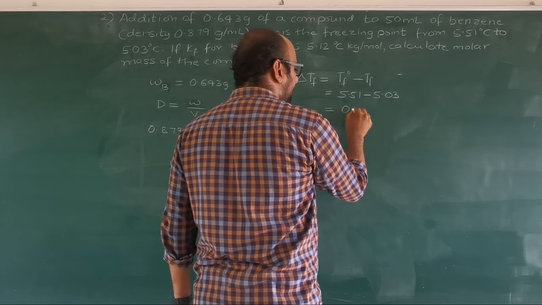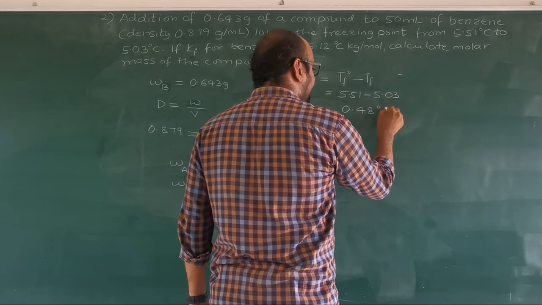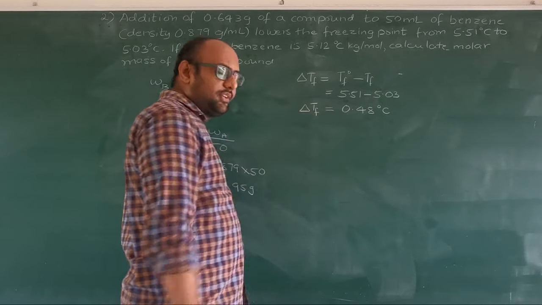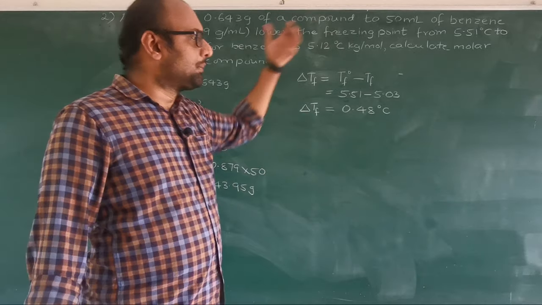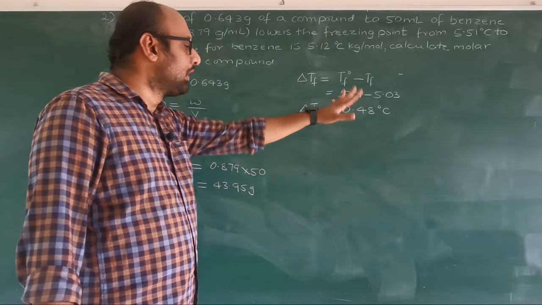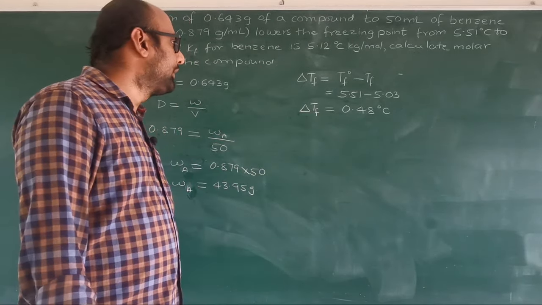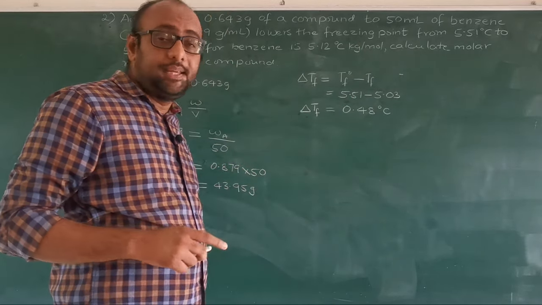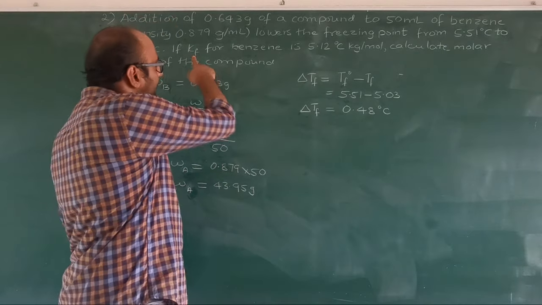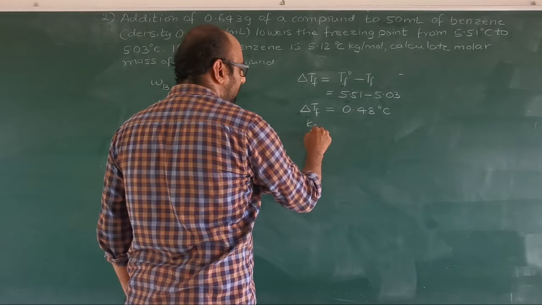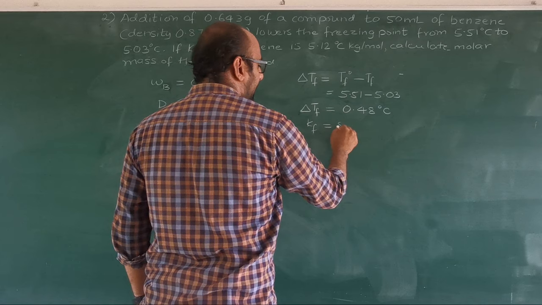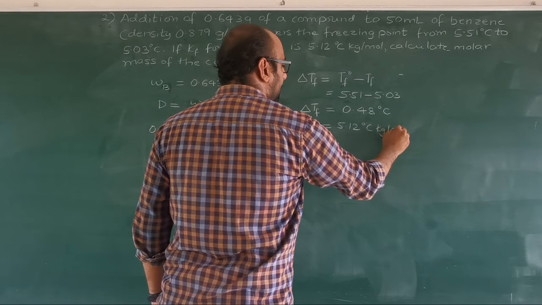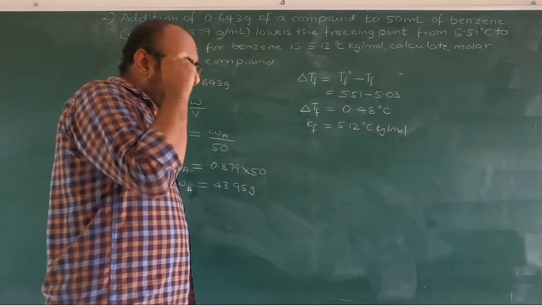So here you will get 0.48 degree Celsius. This is nothing but the value of delta TF, depression in freezing point. Just subtract the temperatures, you will get the depression in freezing point. What you have to calculate? You have to calculate the molar mass of the solute, that is MB. What else is given? Kf is given. The value of Kf is equal to 5.12 degrees Celsius kg per mole.